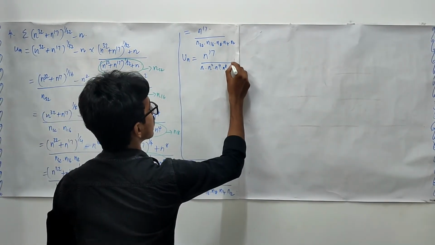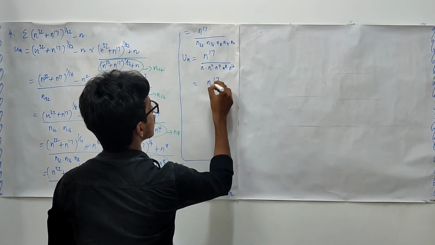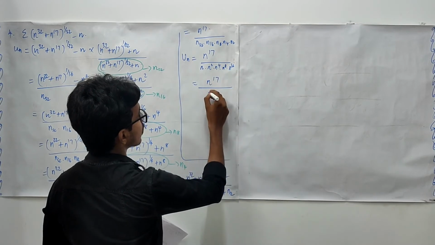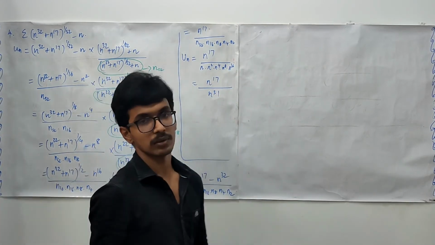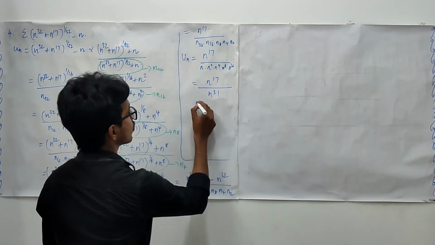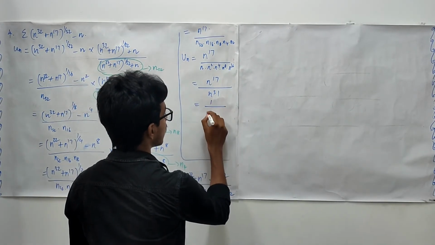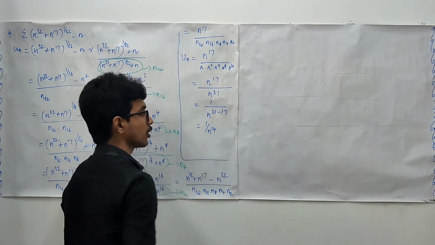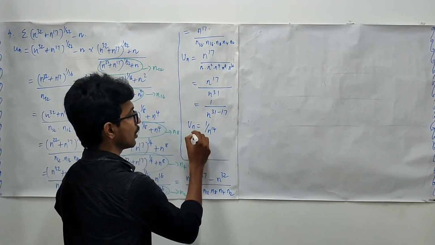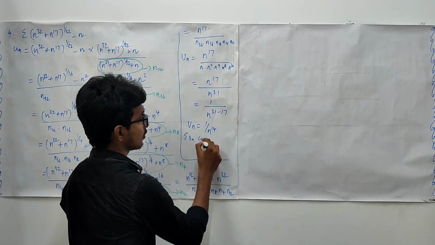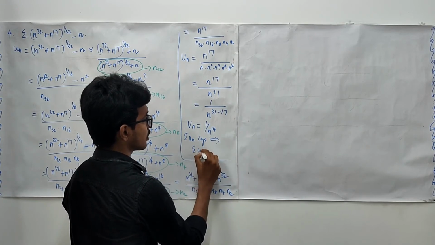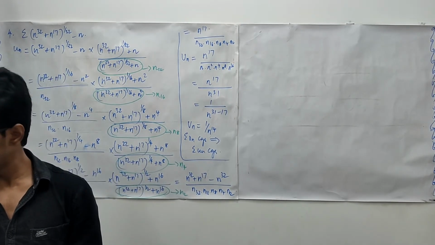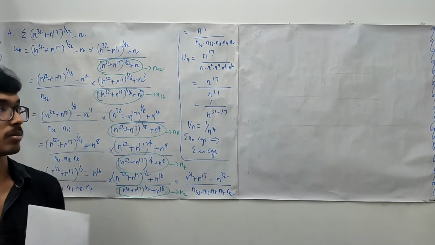n power 16. So combining all these things, what are you going to get? So you are going to get 24, 28, 30, 31. So n power 31. Right? So this is 1 upon n power 31 minus 17, which is 1 upon n power 14. So this is your Vn. Summation Vn converges. This implies what? Summation Un also converges.